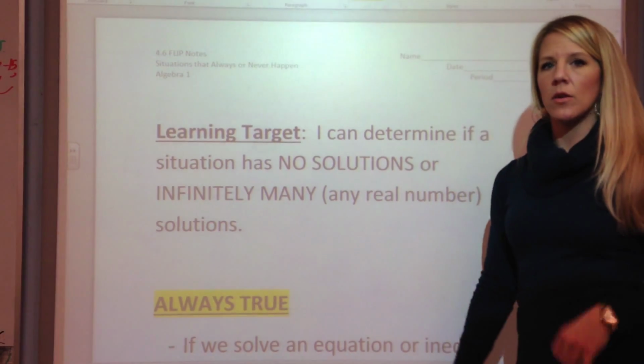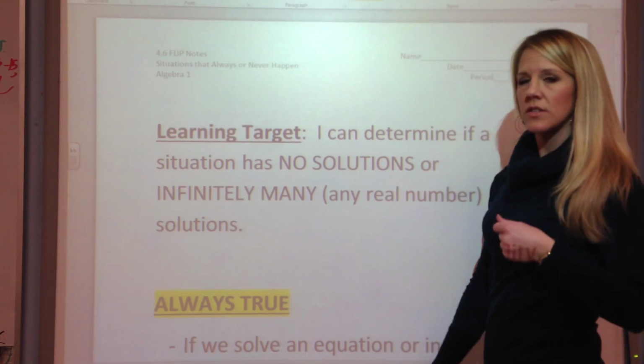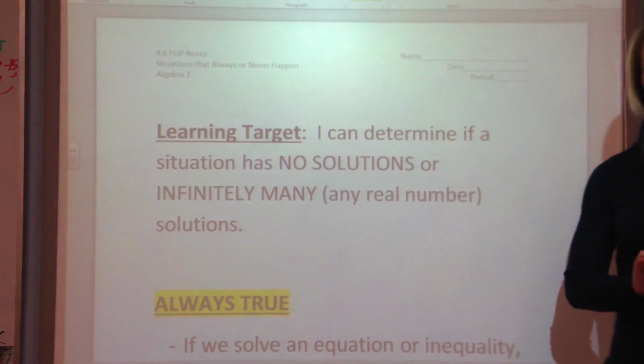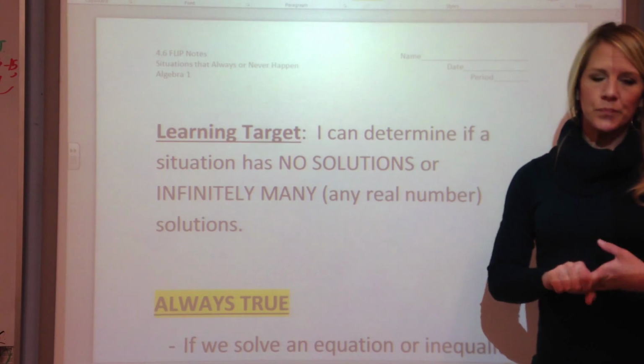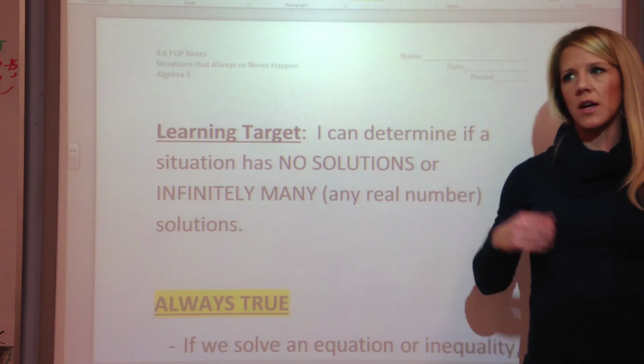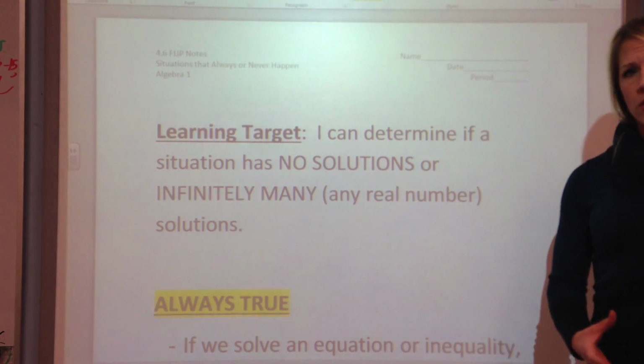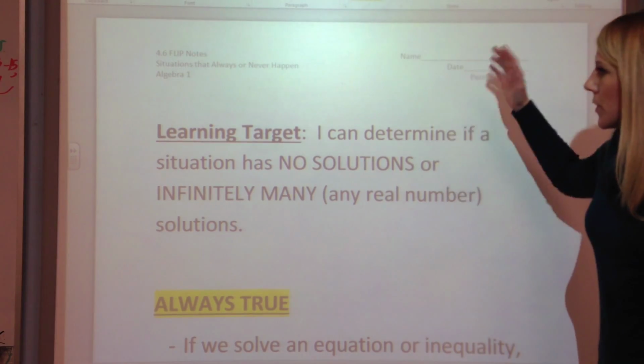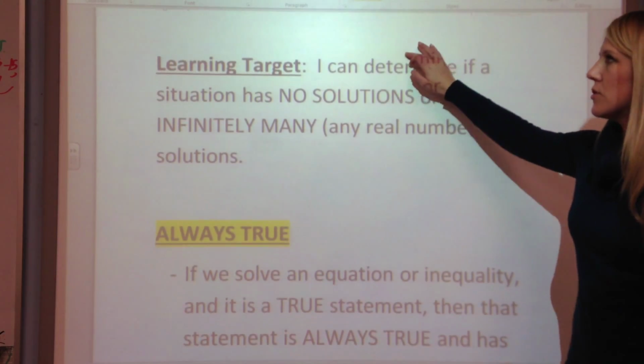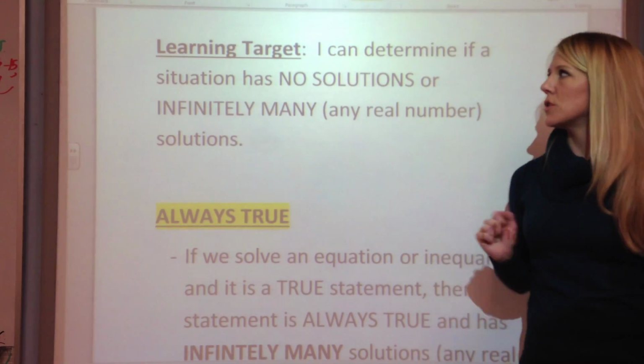Okay, so welcome back. We're still in chapter 4. We're looking at section 6 today. So we have been solving equations for a given variable. Sometimes the variable's on the right side or the left side or both, and this is true for an equation or an inequality. We're still going to be looking at those types of equations and solving those types of equations or situations that lead to those equations.